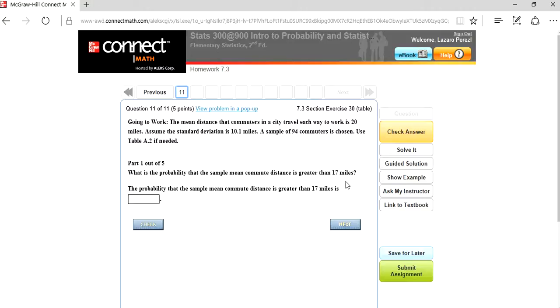All right, hello class. So we're doing the homework, and this is 7.3, and I was requested to do number 11. So let's go ahead and dive in.